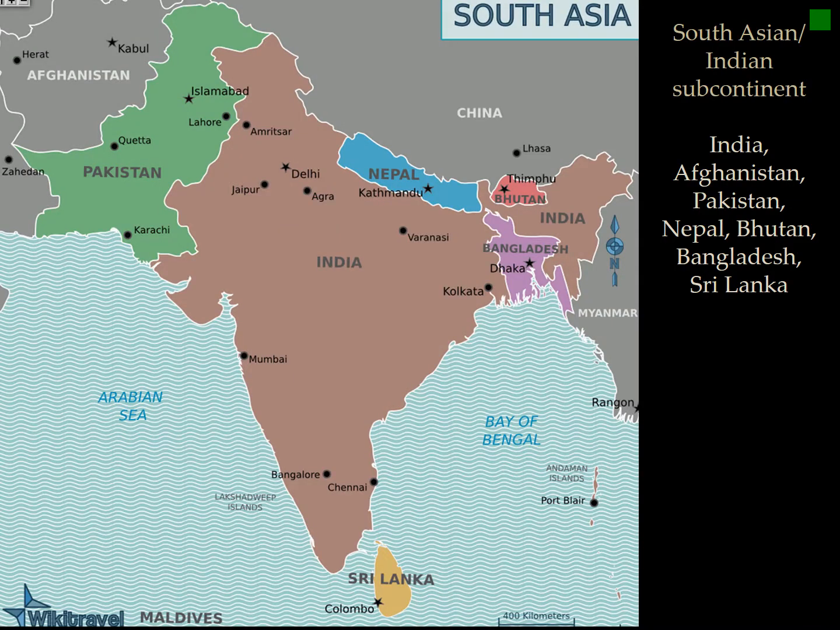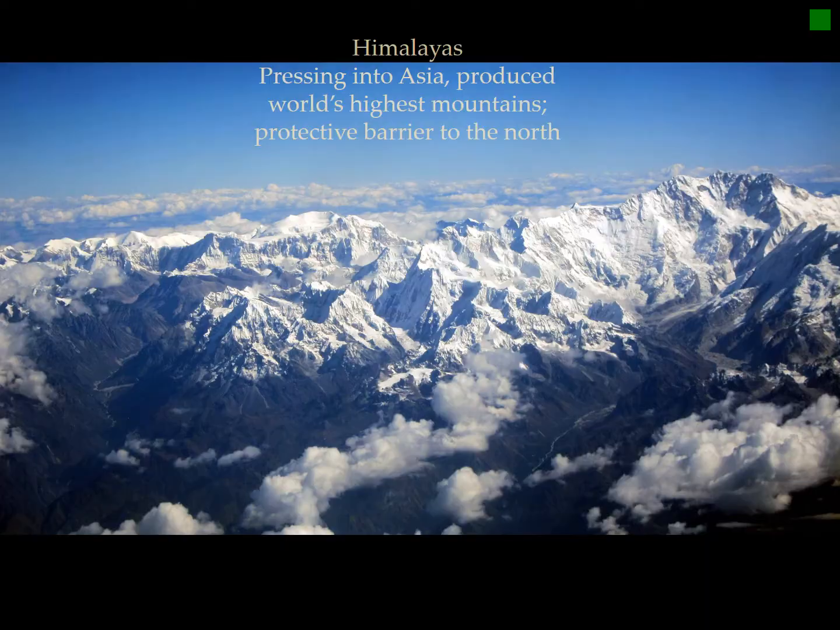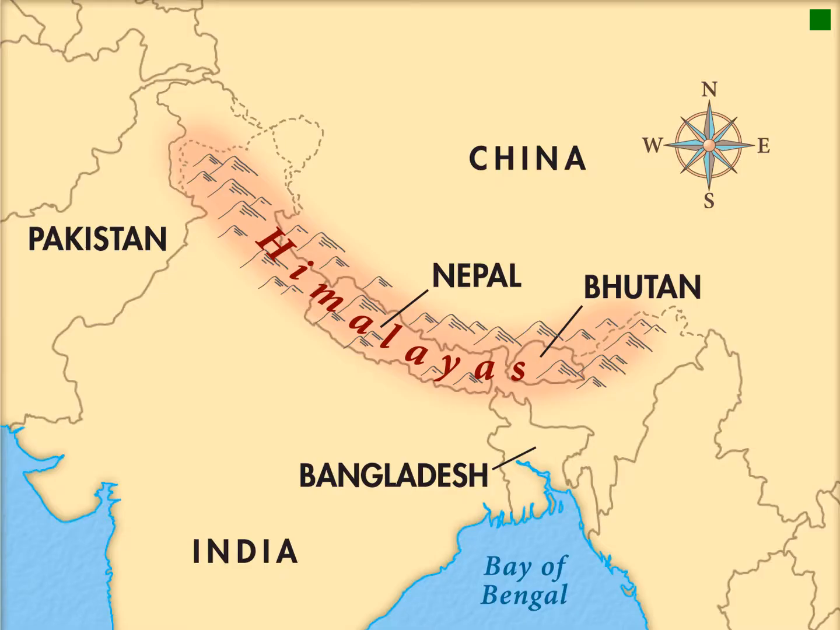South Asia is part of the Indian subcontinent and is made up of India, Afghanistan, Pakistan, Nepal, Bhutan, Bangladesh, and Sri Lanka in the far southeast. The Himalayas to the north press into Asia, producing the world's highest mountains, which form a protective barrier to the north, cutting off India and South Asia from China. This forms Nepal and the mountainous region in between. Thus, we have a natural barrier, which forms cultural, linguistic, and religious differences between these two regions that are so close together.